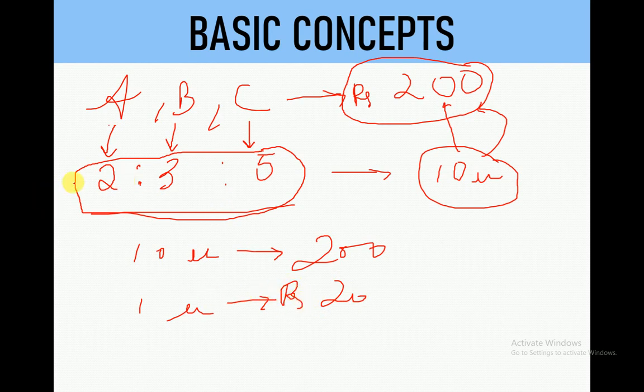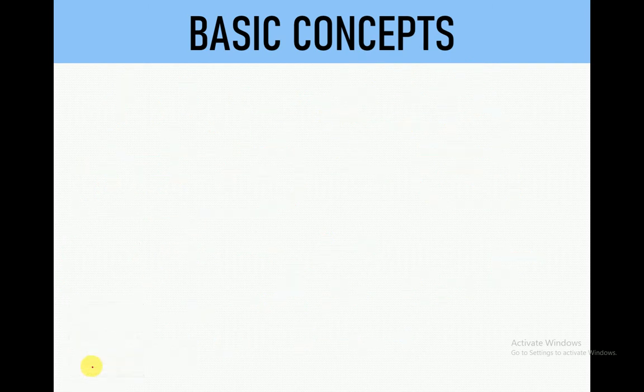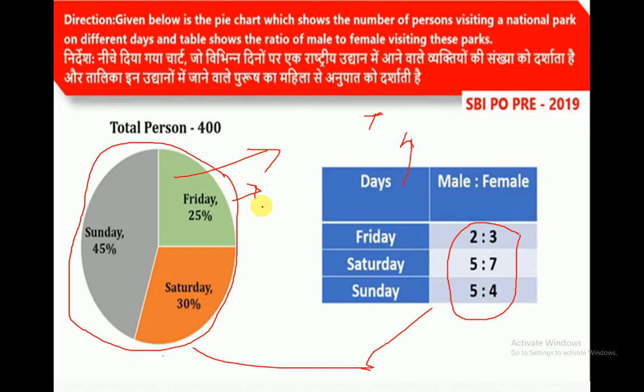So A's share is 20 into 2, 40 rupees. B's share is 20 into 3, 60 rupees, and C's share is 20 into 5, 100 rupees. This is the basic concept of ratio, how we can manipulate these numbers, these shares. Now let's continue with the question over here.